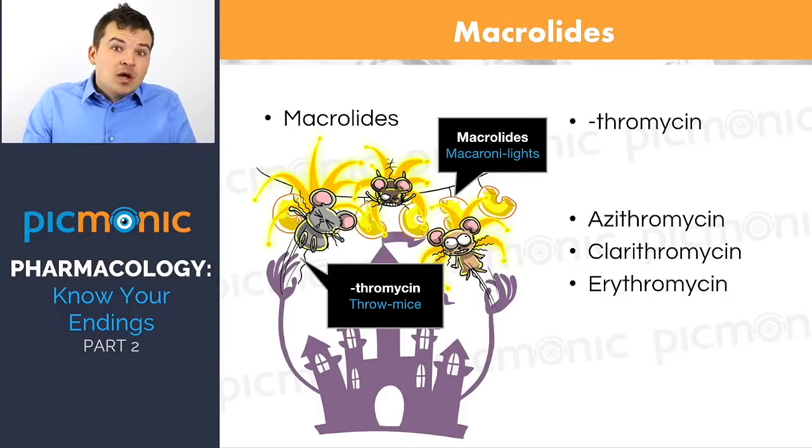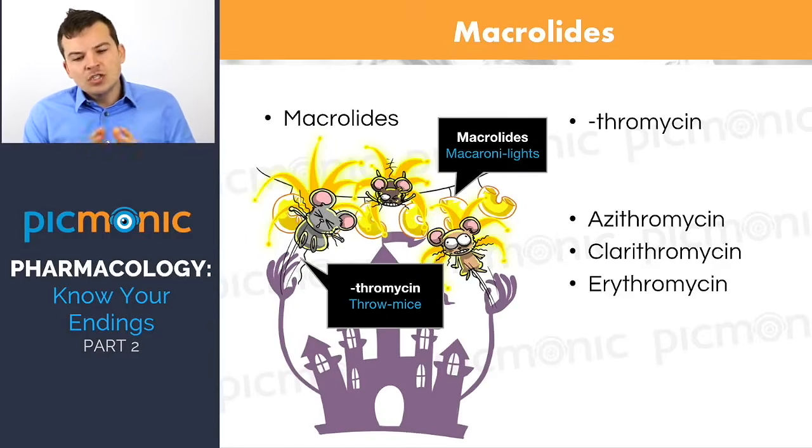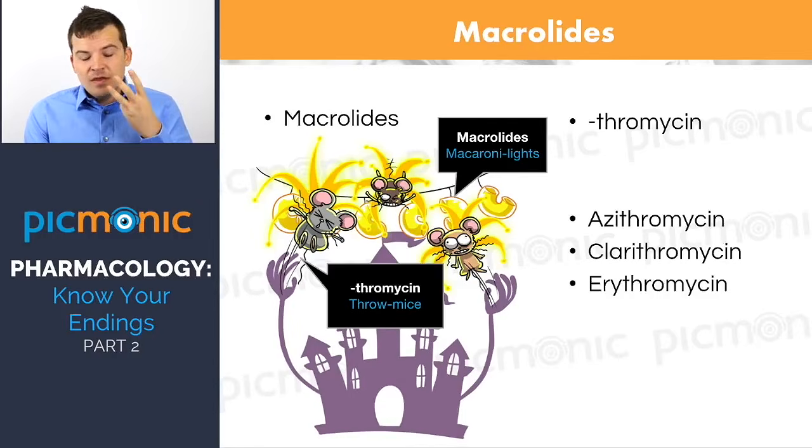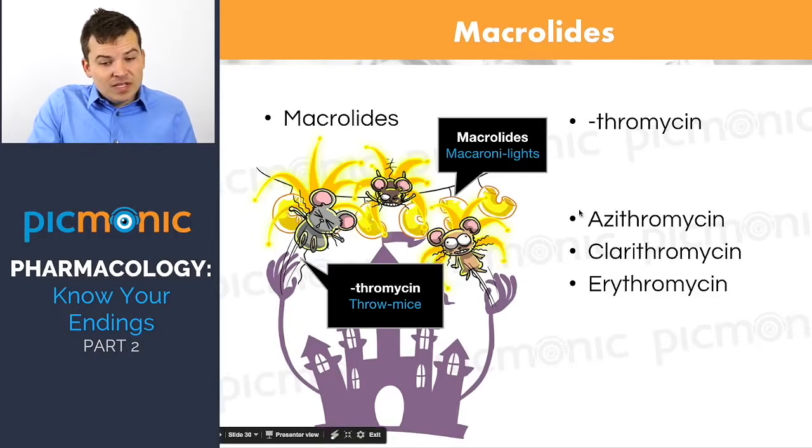Anyway, so throwing mice. Thromycin. So, again, thromycin. So, azithromycin, clarithromycin, erythromycin, there are three. There are three, and you can remember them again with this ACE, A-C-E. See, I put them in order for you.